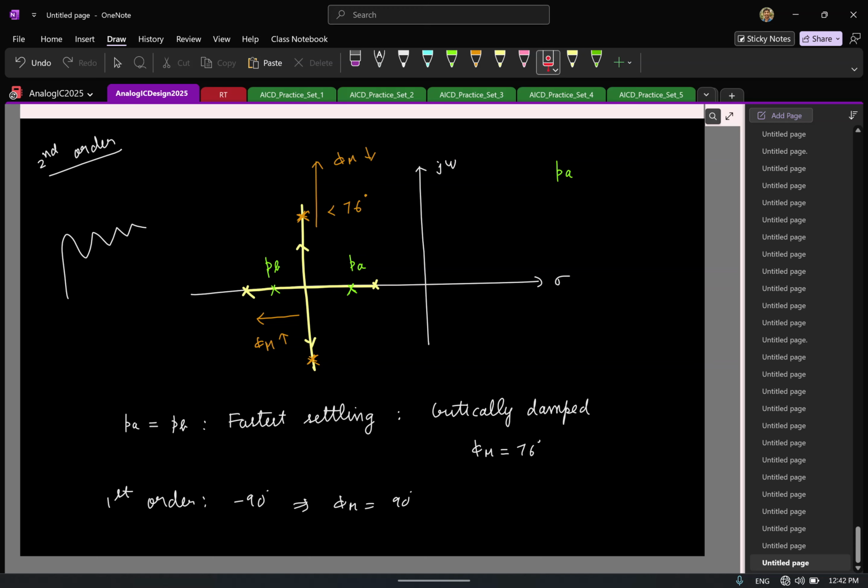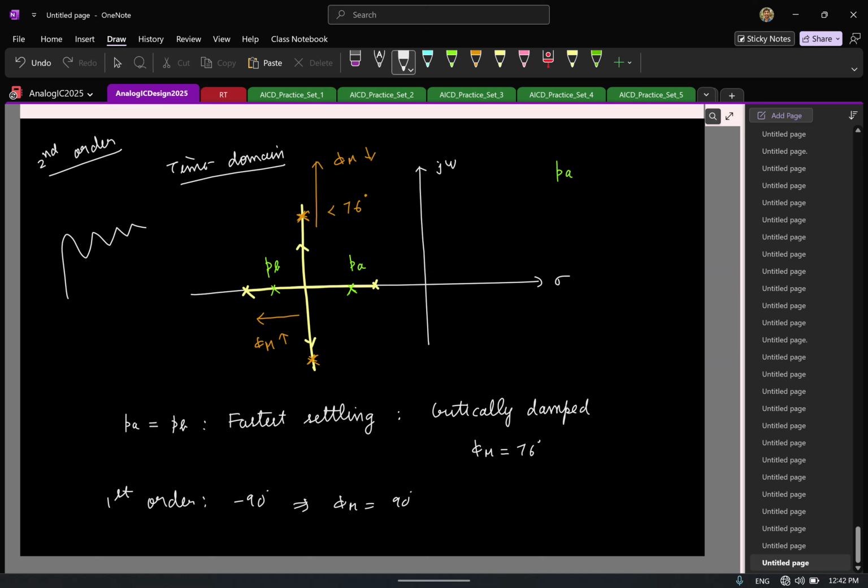Correct. But of course, a first order system might not give you the fastest settling. The optimal settling corresponds to a phase margin of 76 degrees for a second order system. And then if you keep reducing it further and further, after some point, the poles will become complex conjugates. So with respect to the time domain transient response, 76 degrees seems an optimal phase margin to aim for. So this is from the time domain spec.